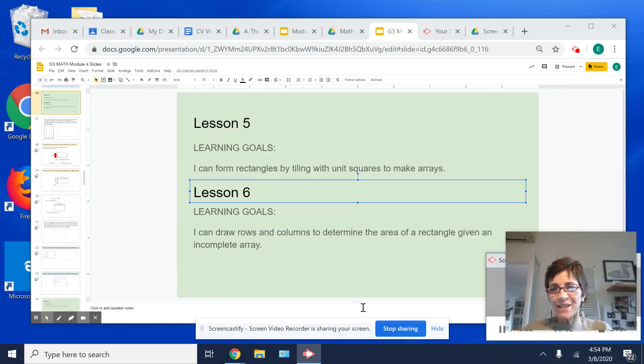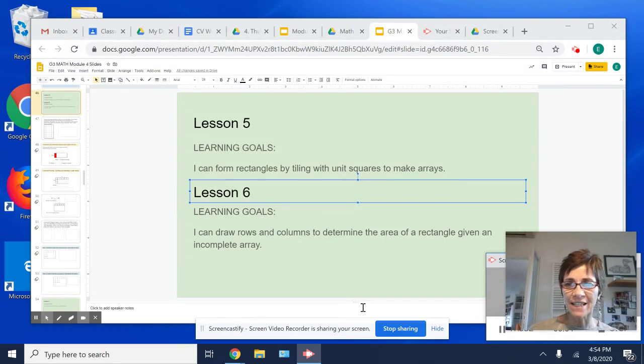Hi, third graders. Today we're going to do lessons 5 and 6 of our module 4, where we are continuing to work on area. We are going to look at rectangles and figure out the area by tiling them with square units. And we're going to draw rows and columns to figure out the area of a rectangle when the array is incomplete.